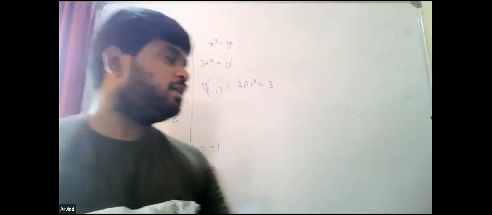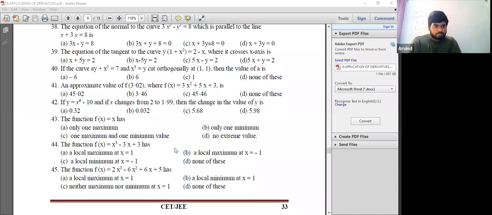So whenever they cut each other orthogonally, find both slopes and multiply, you get −1. That is the condition. Okay, let's go to the next one.